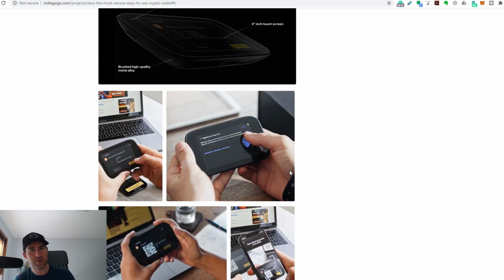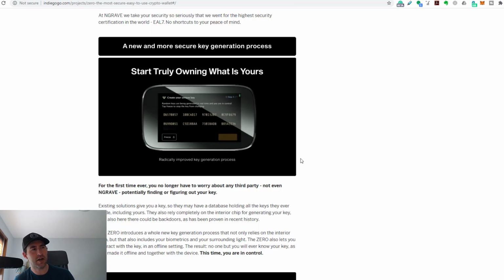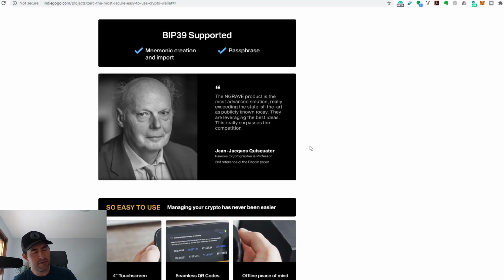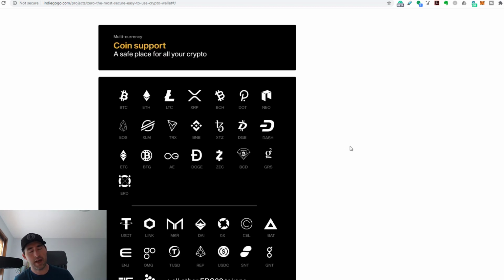So you can also register your fingerprint, and it's a touchscreen on top of that. And along with, you know, having a radically improved key generation process that you can read right here. If that doesn't impress you at all, just know that their advisor is Jean-Jacques, who was a second reference in the Bitcoin paper. So they have world-renowned cryptographers and professors as advisors.